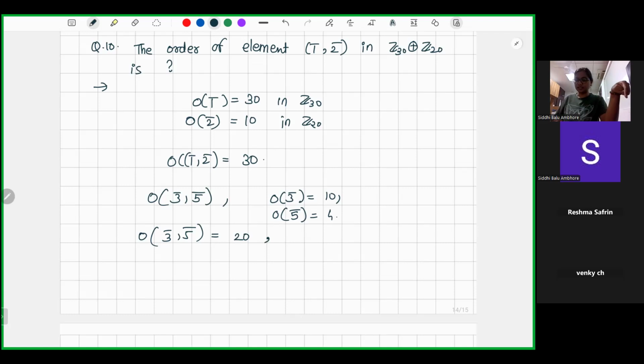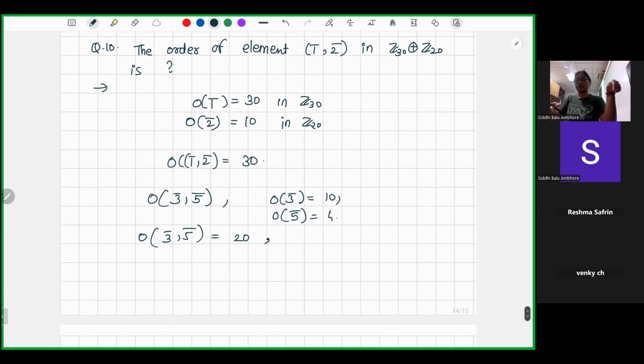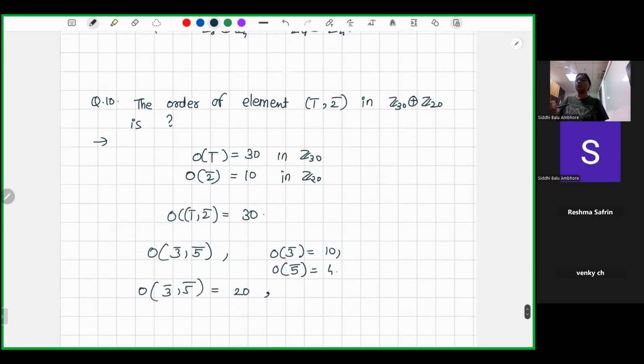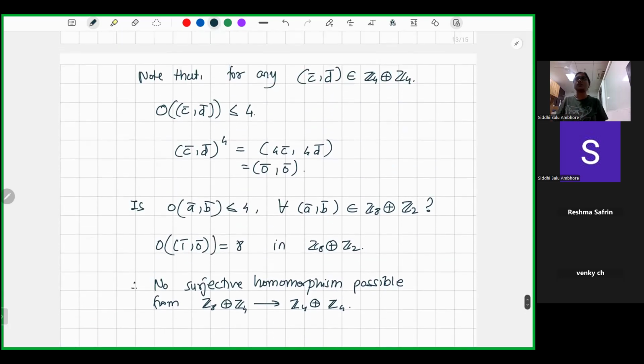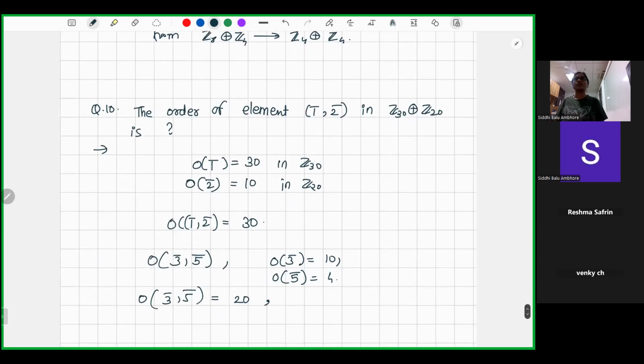So I hope this is clear. In a direct product, the order is the LCM of the orders. I will put the formula here, but you can check this. You can easily find it. I think we solved questions of this type earlier also. So if there are any doubts, please let me know. Otherwise, we can stop. Any doubts?